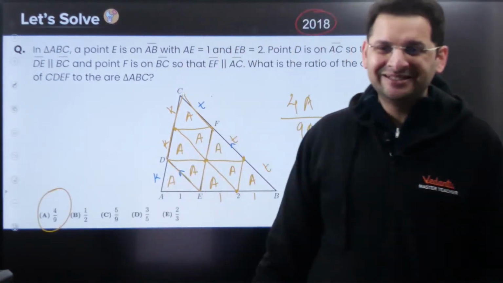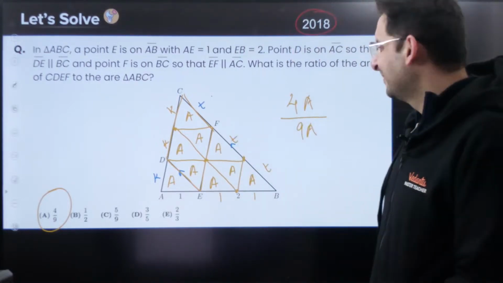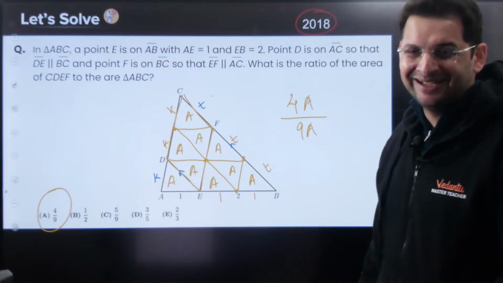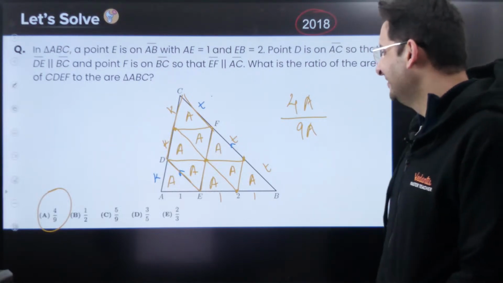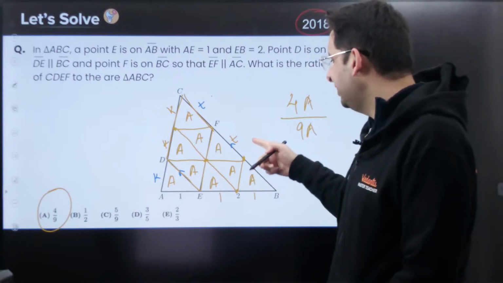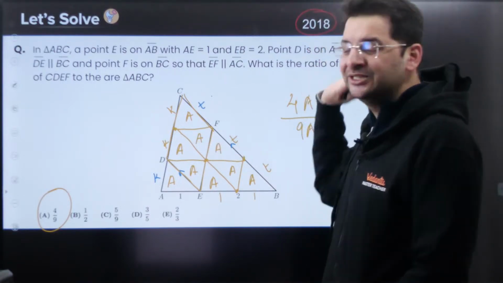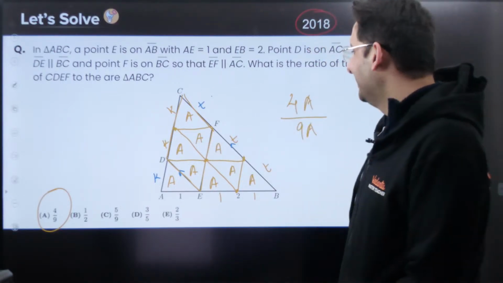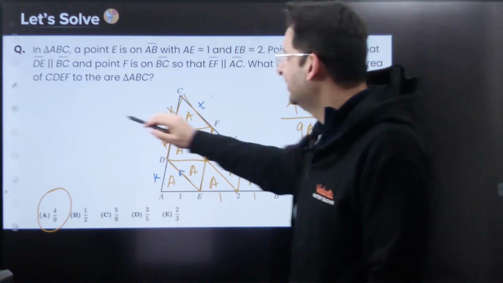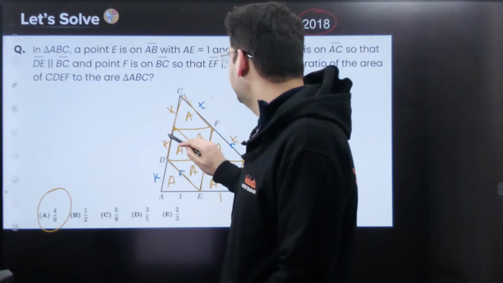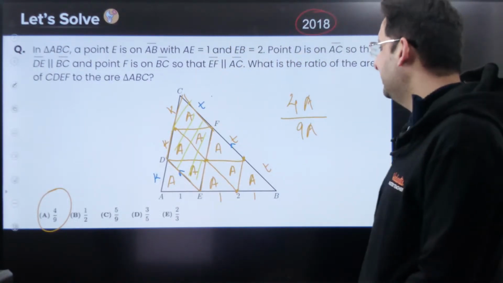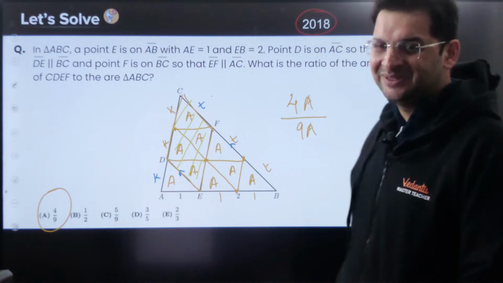Such an amazing way to solve this. I hope this is clear. Did you like this stuff, guys? Because this was 2 and 1, we took its midpoint, took its midpoint, and again joined, so every line is going to be parallel. So total of 9, and inside this parallelogram there are only 4A. So 4A upon 9A is going to be 4/9. So 4/9 is going to be the answer to this. I hope this is clear to everyone.